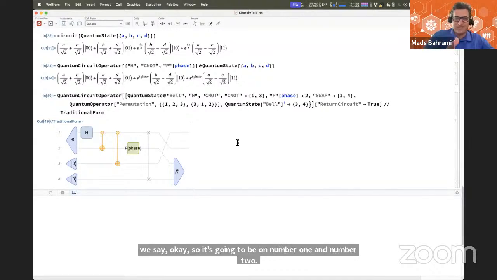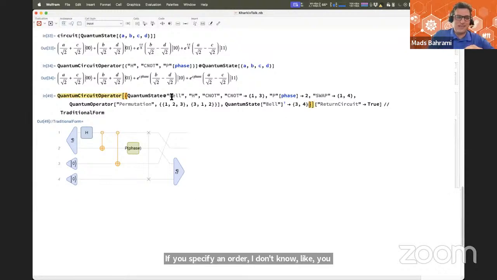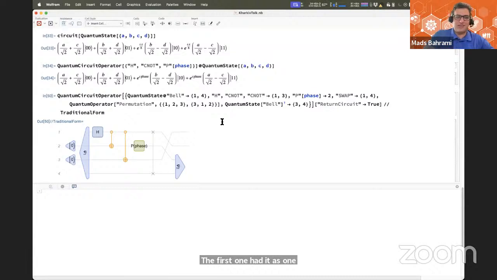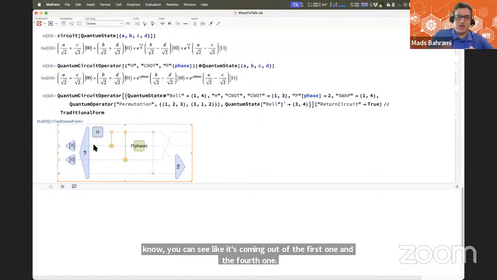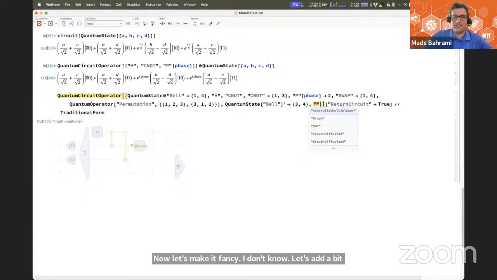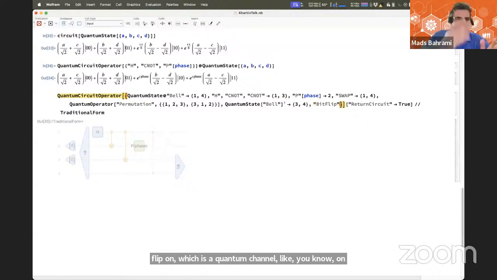If you specify an order, let's go even in the initial Bell state, add it as 1 and 4, for example. Now it's a bit fancier. I hope you can see it's coming out of the first one and the fourth one. And then Hadamard, CNOT, etc. Now, let's make it fancy. Let's add a bit flip, which is a quantum channel, on the fourth wire.